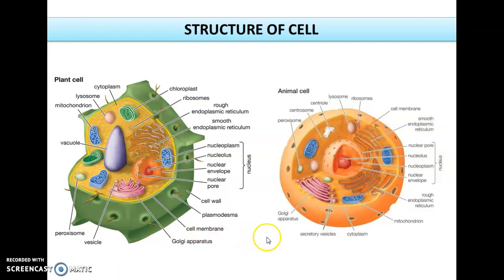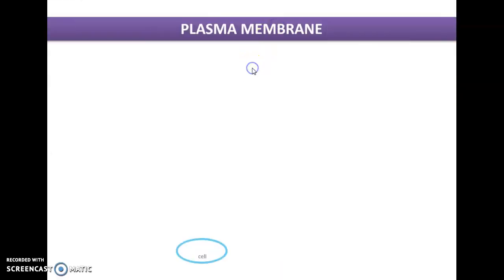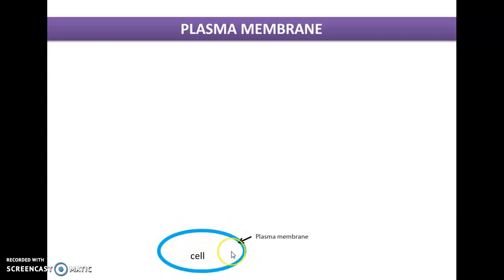Let us discuss the detailed structure of plasma membrane. Plasma membrane. If we consider this structure as a cell, then this outer layer is considered as a plasma membrane. The plasma membrane is the outermost covering of each cell. The primary function of the plasma membrane is to protect the cell from its surroundings.